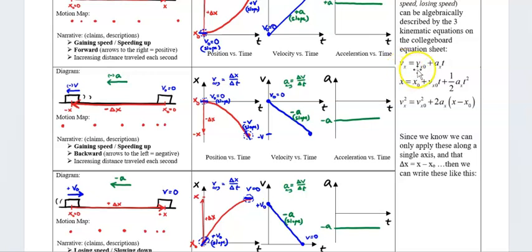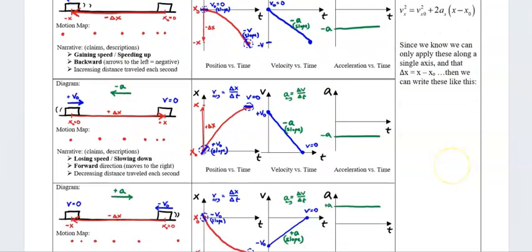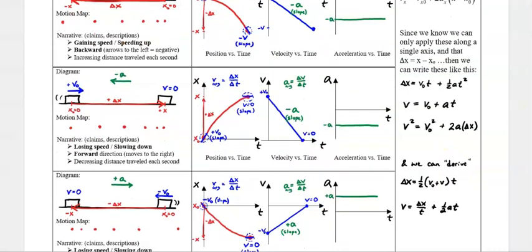Now you notice here there's like a little x subscript for these, and that's there to show you that it has to act along an x-axis. And there's also then this x minus x naught, and that's really just delta x. So since we know we can only apply these along a single axis and for a constant acceleration, and that delta x is x minus x naught, then we can write them like this. Notice here I've just dropped off that x subscript and I've replaced the x minus x naught with delta x. So these may look more familiar to you because this is how we use them in freshman year.